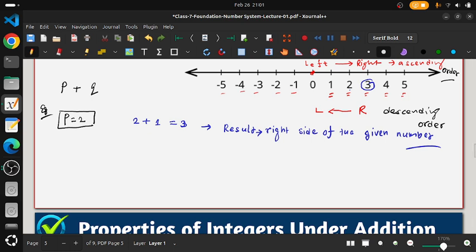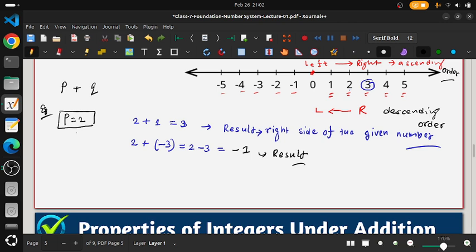Similarly, what will happen if I add a negative number? Suppose P is a given number, and now we are adding a negative number. Suppose we are adding minus 3 here. So 2 plus minus 3, that is 2 minus 3. If we subtract 3 from 2, what do we get basically? We get minus 1. I hope you understood. And minus 1 is your result.